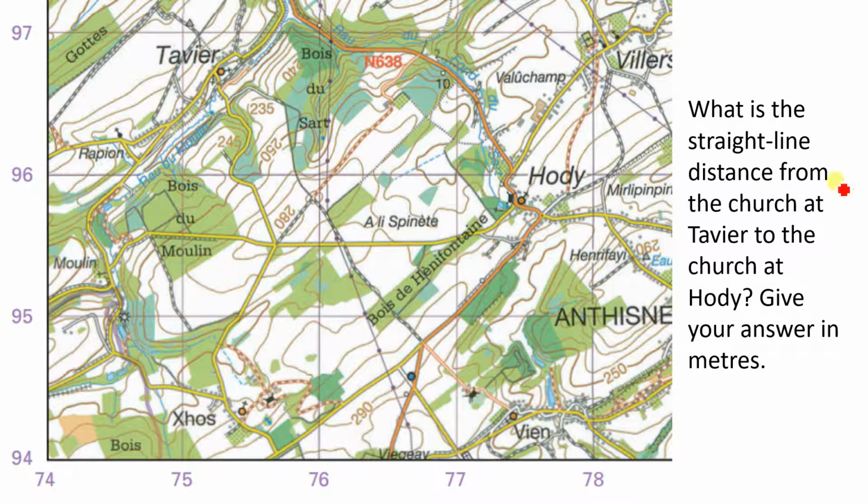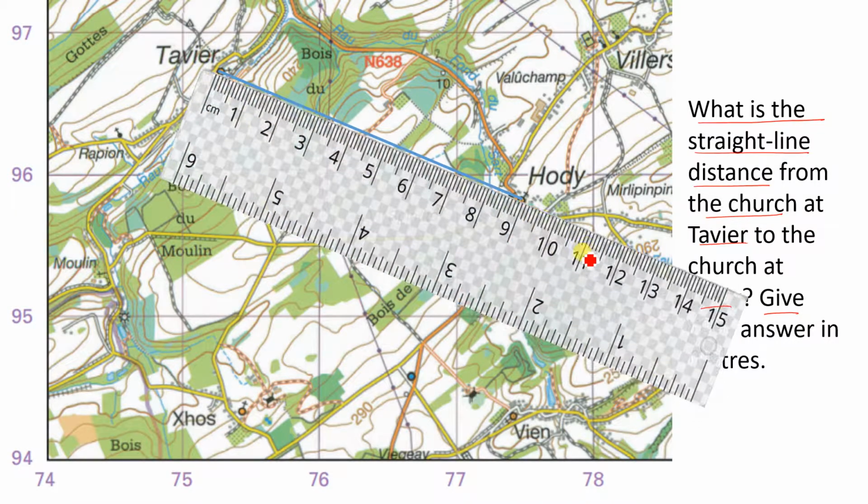They said, what is the straight line distance from the church at Tavia to the church at Hoodie? Straight line distance from the church at Tavia to the church at Hoodie. Now give your answers in meters. So all you need to do is a straight line. So just draw a straight line between the two churches at Tavia and Hoodie. Then use your ruler, measure the distance. So that means here the distance is 9 centimeters.